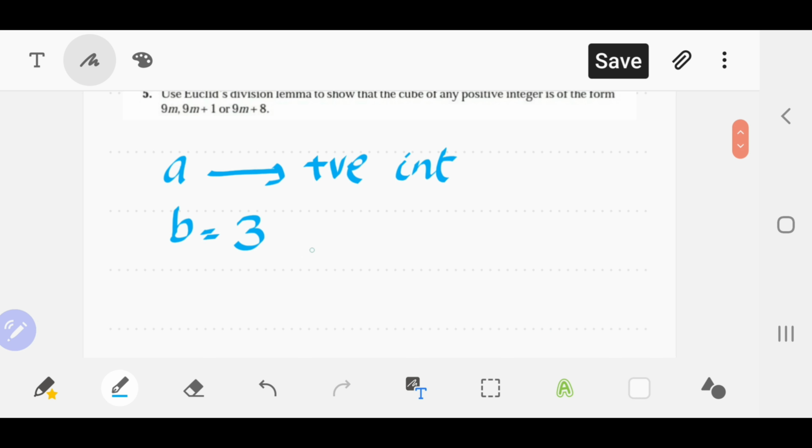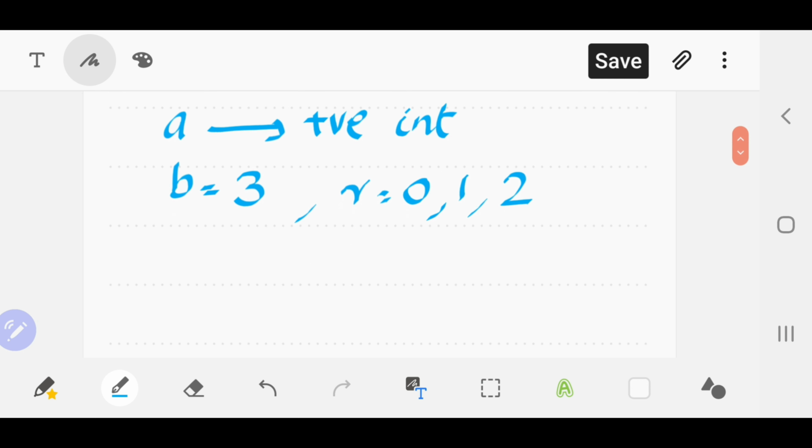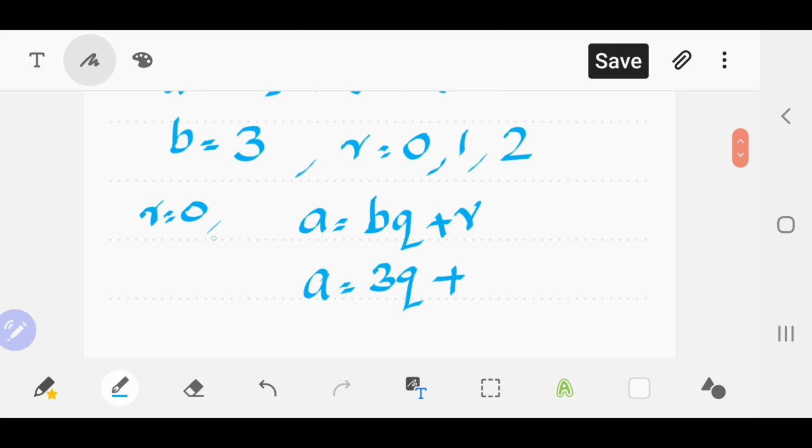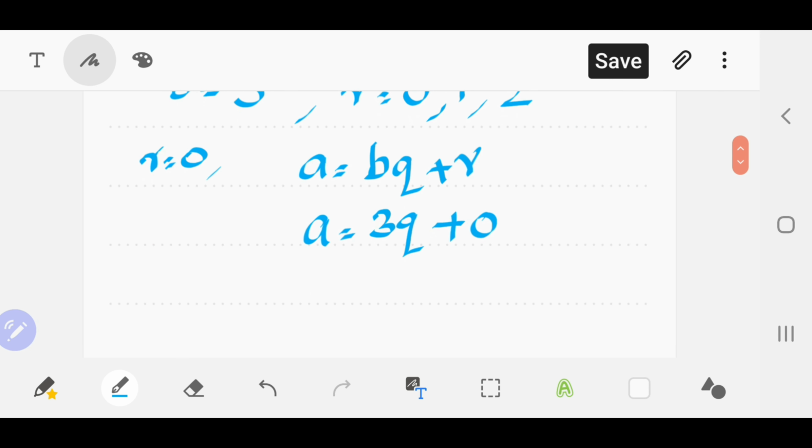Now what are the possible r? If b is equal to 3, r can be 0, 1 and 2 because it should be less than 3. So we have three cases. When r is equal to 0, according to Euclid division lemma, a is equal to bq plus r. So a is equal to 3q plus 0. That means a is equal to 3q. This is our first a.